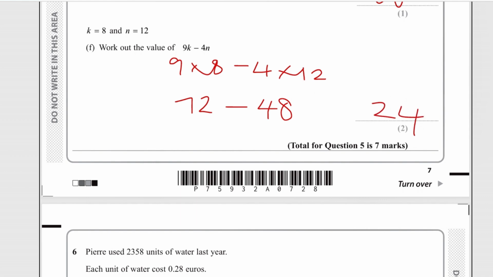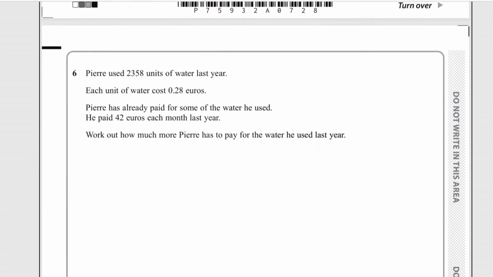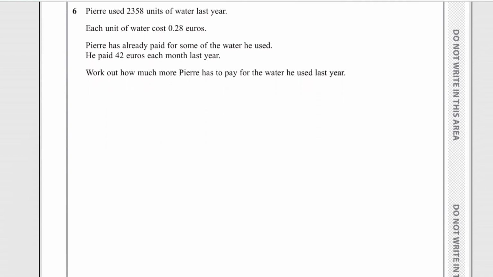We proceed to the next question. Care used this number of units last year. Each unit of water costs 0.28 euros. He had already paid for some. He paid for the 2 each month. Okay, so we need to understand what the question is saying.